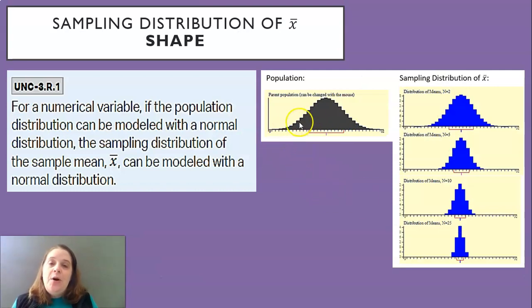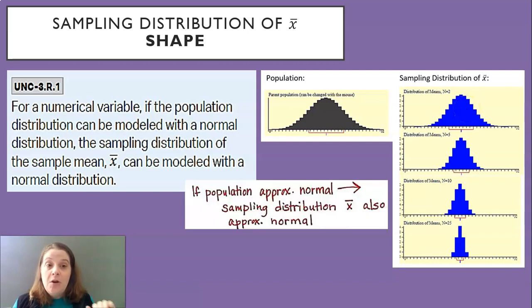Now, as we're talking about shape, we notice two things happening. The first is that for a numerical variable, something that you would take the average of, when the population distribution is approximately normal, the sampling distribution can also be modeled with a normal distribution. So if your parent population is approximately normal, your sampling distribution of sample means is going to be approximately normal for any sample size. I can take a really small sample from a normally distributed population and end up with an approximately normal sampling distribution.